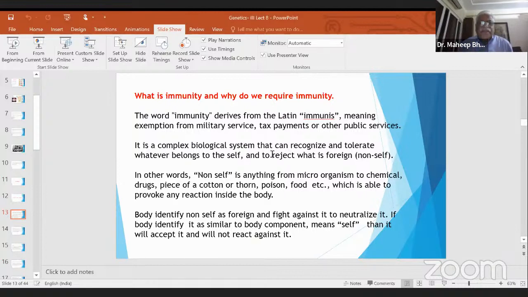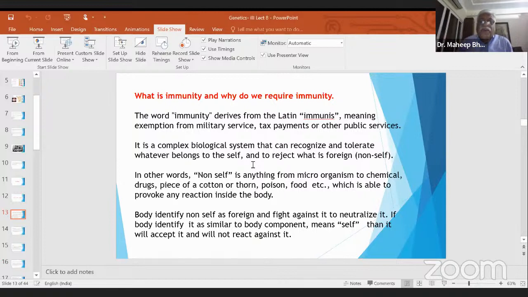Now, the question is, what is self? Self is the different parts of the body, like protein, carbohydrate, lipid, or amino acids, or any other thing present in the body. Also the bacteria present in our body systems, like E. coli in our alimentary canal, which is present throughout our lifetime. Some other bacteria and some viruses are also present in our body and lying there for a long time, but they are not showing their effects because the body has recognized them as its own part, and therefore calls them self. So the body doesn't react against them.